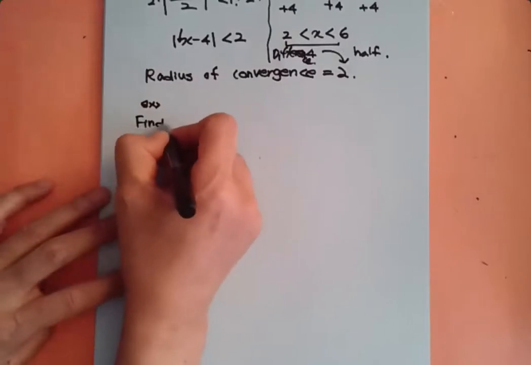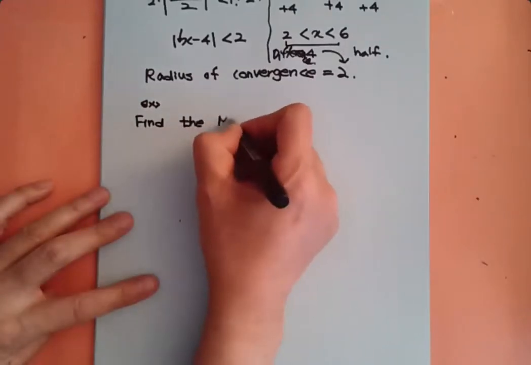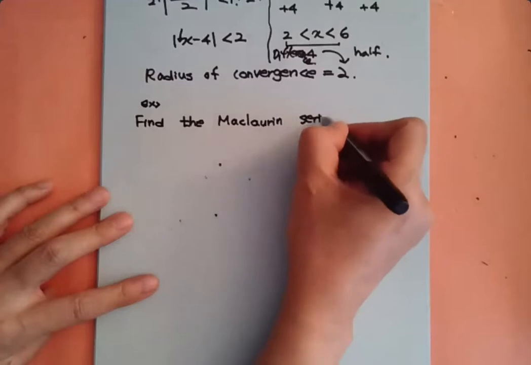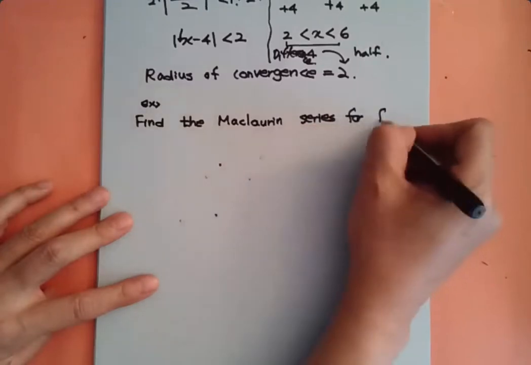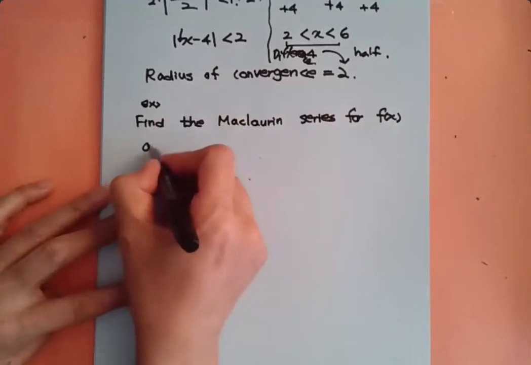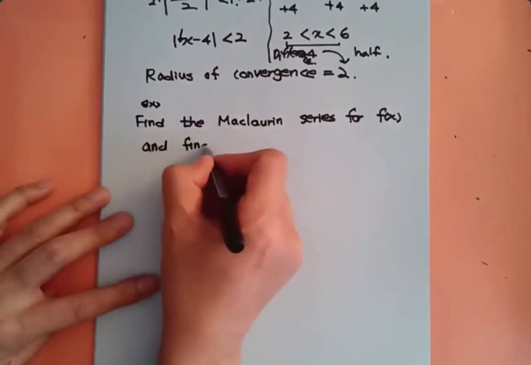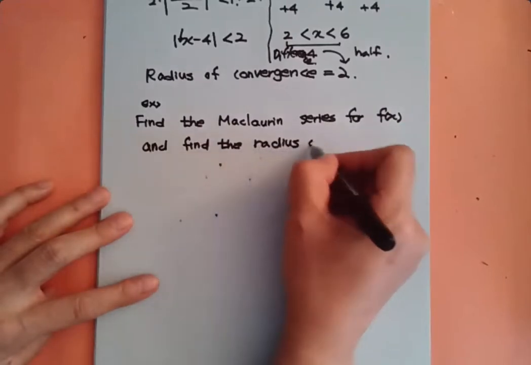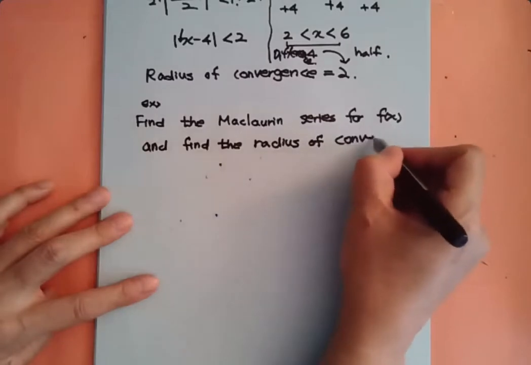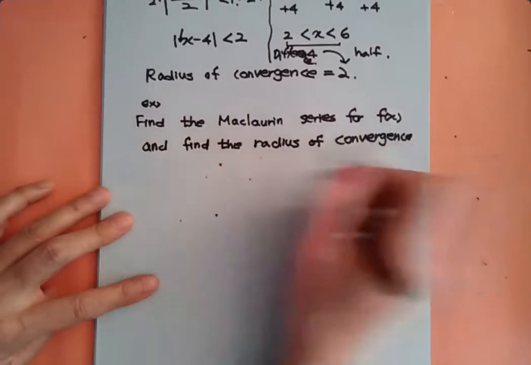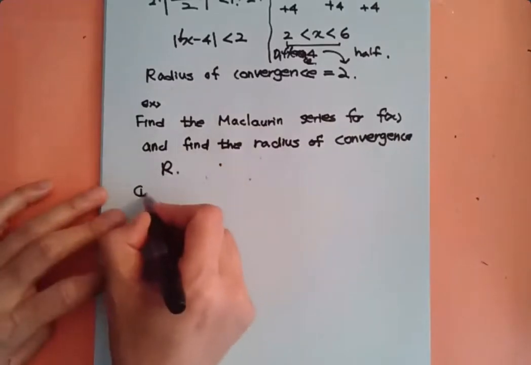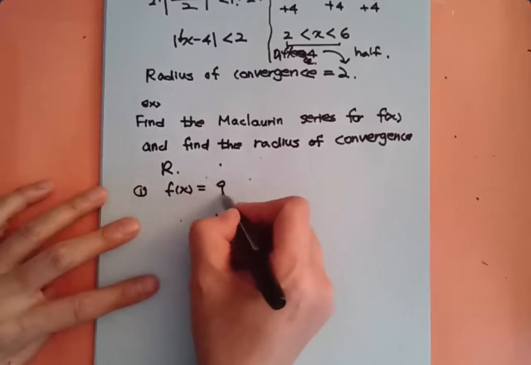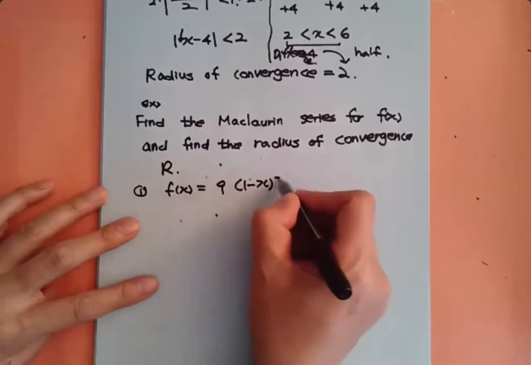So find the Maclaurin series for the function f of x and find the radius of convergence R. First problem is f of x equals 9 times 1 minus x to the negative 2 power.